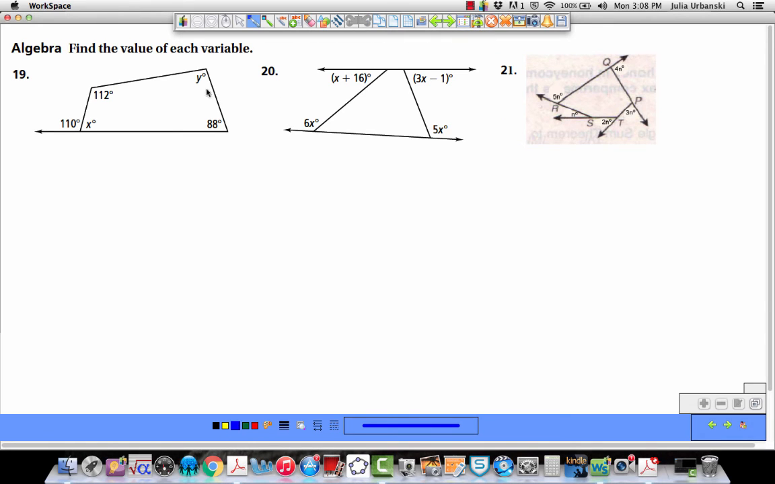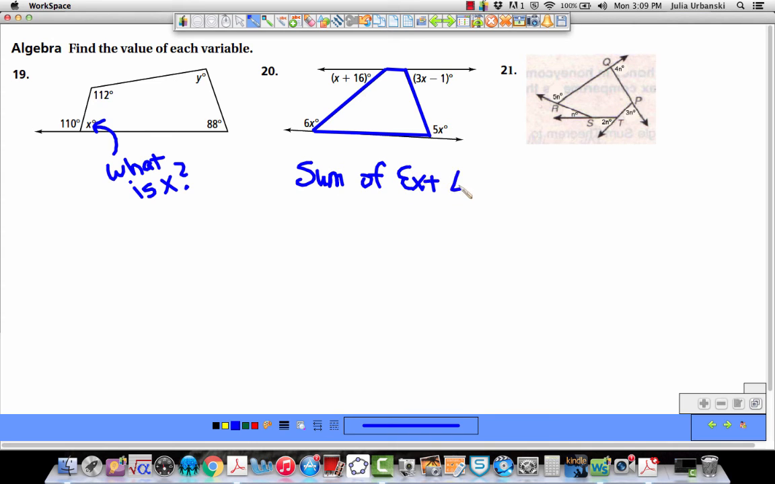And for number 19, 20, 21, I will do number 20 with you. I want you to try number 19 on your own, but think about the clues. X and Y are both unknown, but X is very easy to figure out. If you remember what the rule is for these two angles right here, they're side by side and they make a straight line. All of these angles are outside of the quadrilateral. All of these are exterior angles. And the rule is that the sum of exterior angles is 360 degrees. Okay, that's always the same.